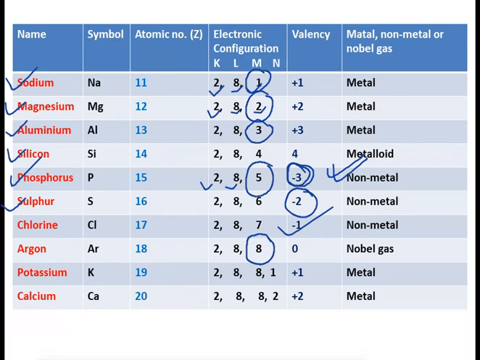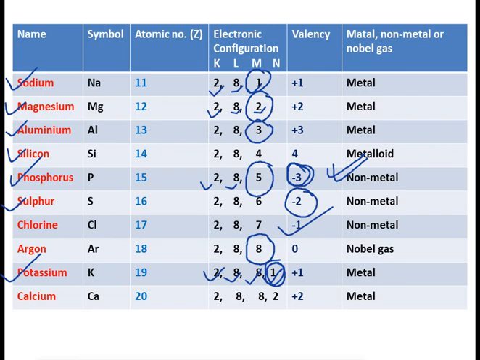Potassium, atomic number 19, and the symbol is K. So 19 electrons we have to distribute in the different shells. So 2 electrons in the K shell, 8 in the L shell, 8 electrons in the M shell, and in the N shell only 1 electron. So this 1 electron has to be removed so that potassium will become stable. So it will donate 1 electron to become stable, and it is a metal, and it will have a valency of +1.